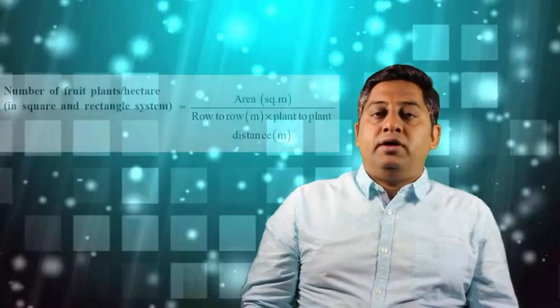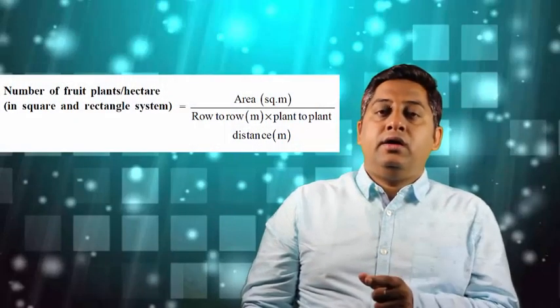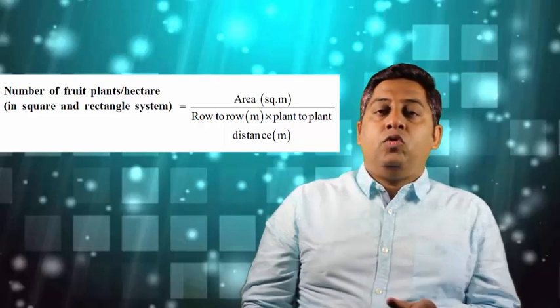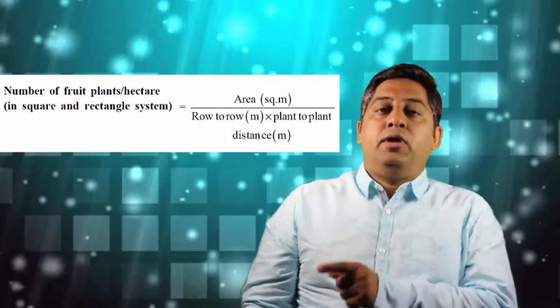Now, before going for planting of an orchard, how do we calculate the number of plants? It's very simple. You can calculate it on your own. Just take your pencil and pen and note down this formula. The area which is going to be planted should be in hectares. Then we require the row to row and plant to plant distance. So the number of plants is equal to the area divided by the row to row distance multiplied by the plant to plant distance.